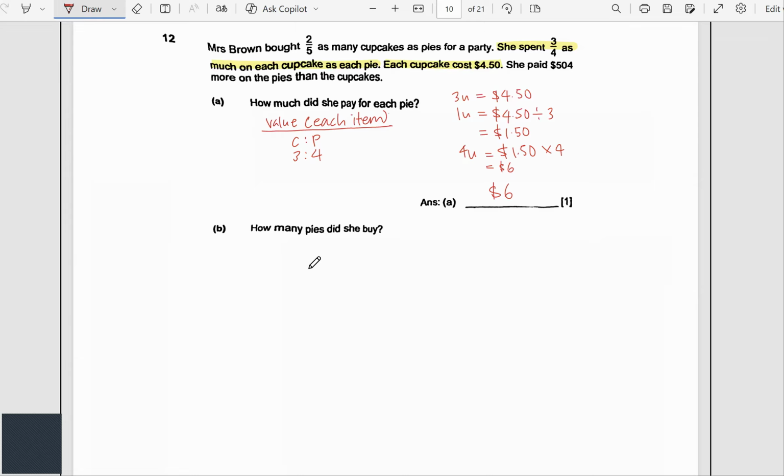For part B, how many pies did she buy? Okay, this time you need to bring in the other information given in the question. So firstly, 2/5 is talking about quantity. Then we also have the value now, the exact value of each item. Then they said that she paid $504 more on the pies than the cupcakes. Okay, so we can use this quantity value table. Quantity, value.